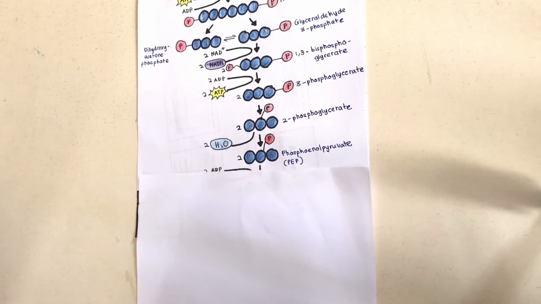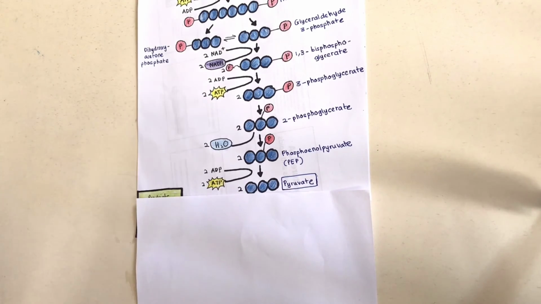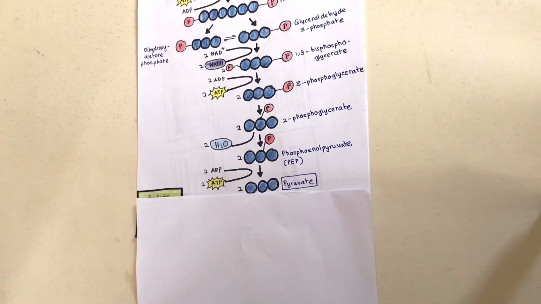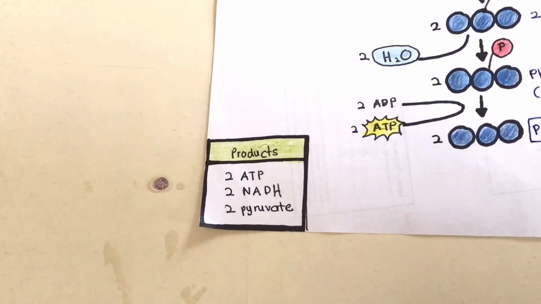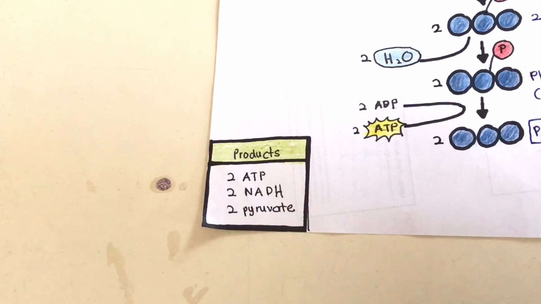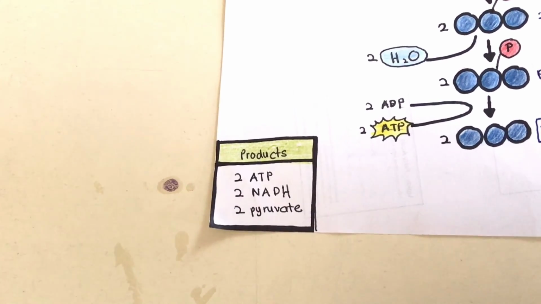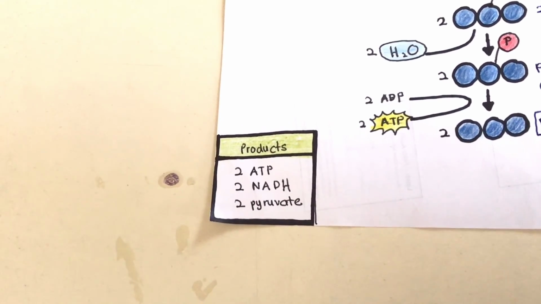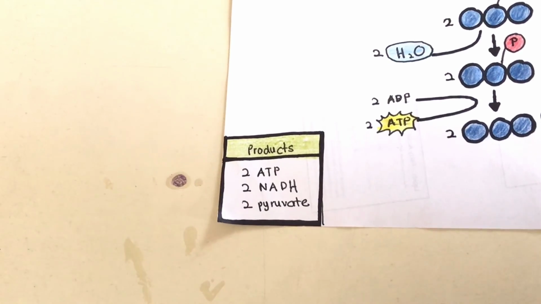Step 10. Substrate level phosphorylation. Phosphate group is transferred from PEP to ADP to form ATP. Phosphoenol pyruvate is converted to pyruvate. So, the end products of this glycolysis process are 2 molecules of ATP, 2 molecules of NADH, and 2 molecules of pyruvate.